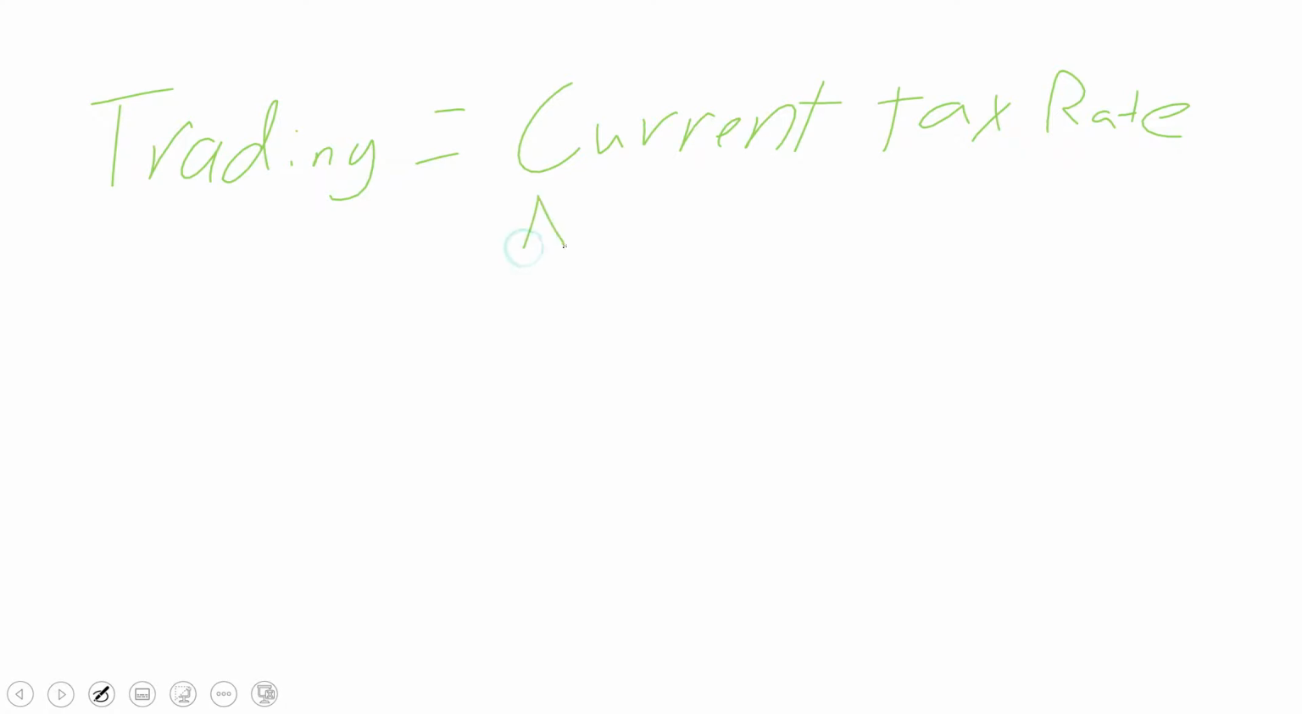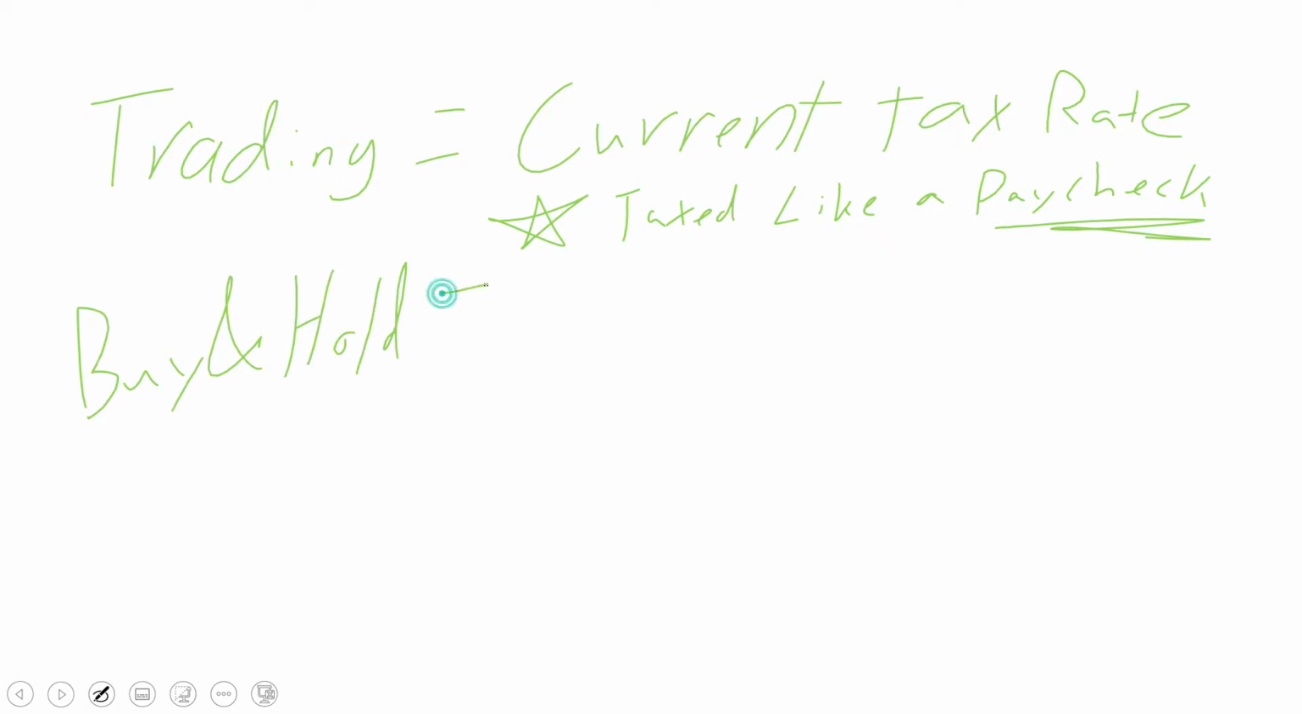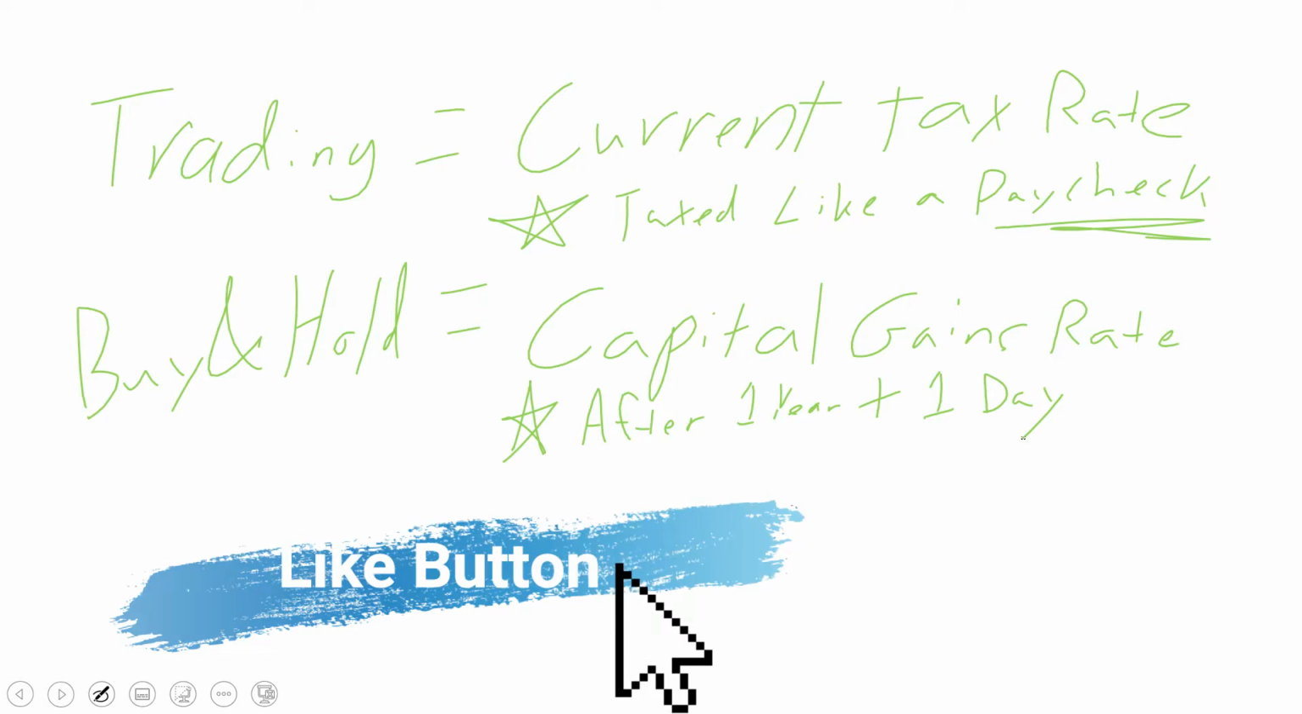So if you're trading, you're taxed at current tax rates, taxed like your paycheck. So you get taxed the same rate you would be taxed if you were just earning that income. If you buy and hold, you're taxed at capital gains rates, which is a different fixed rate. It doesn't fluctuate like a regular rate.